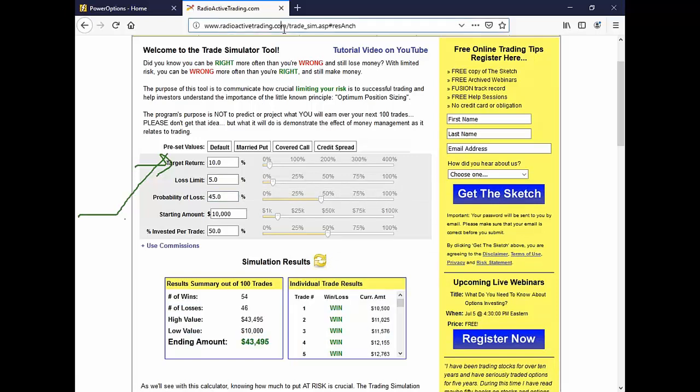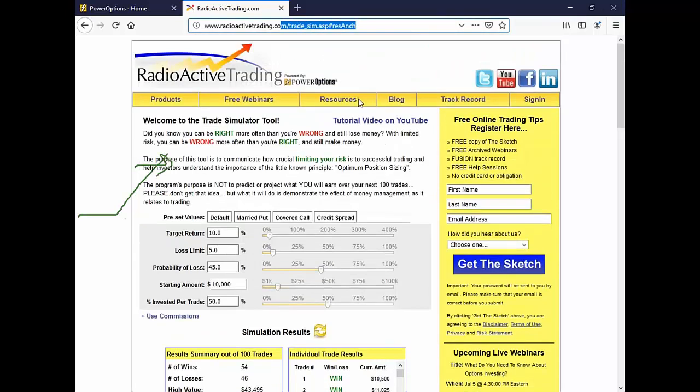Let's go to radioactivetrading.com/trade.sim.asp. Really, just go to radioactivetrading.com, click the Resources tab, click on the Trade Simulator, and play with it however you want. Okay? All right.